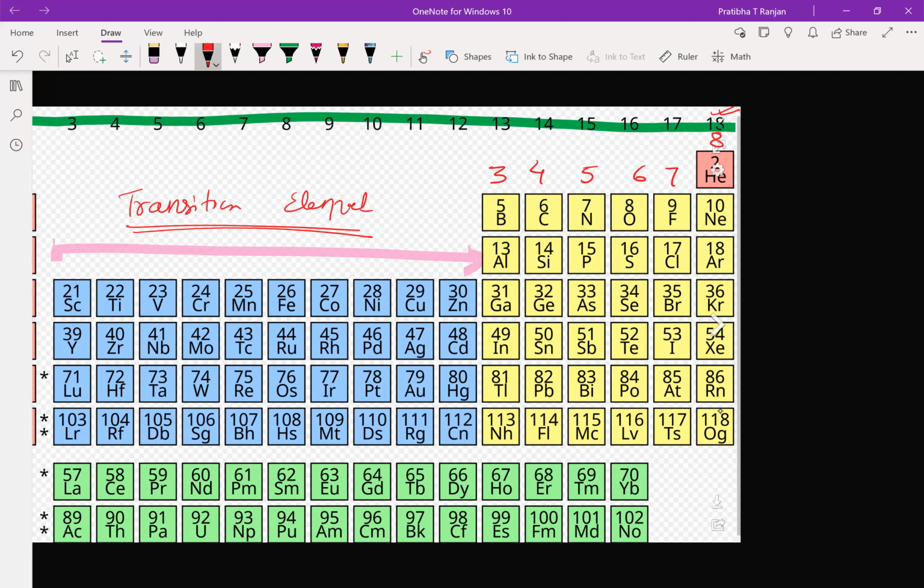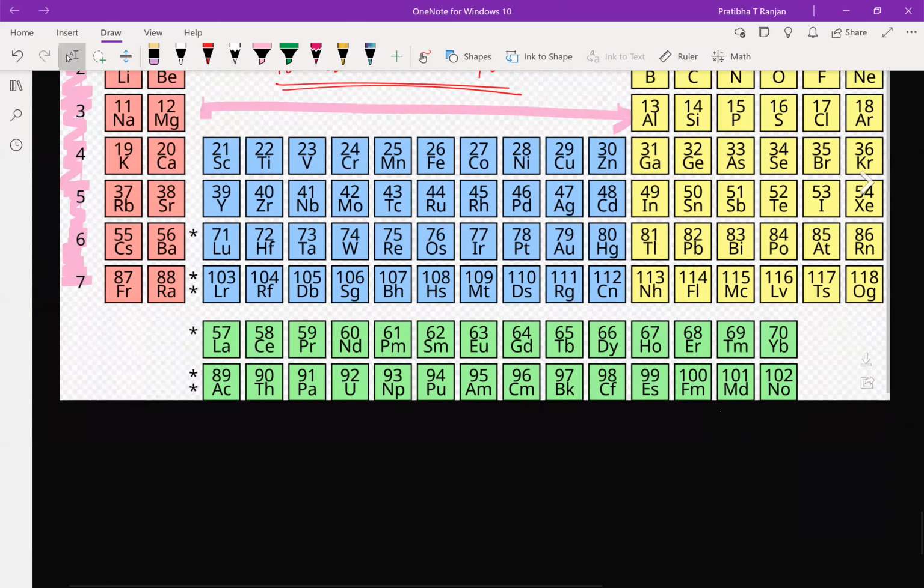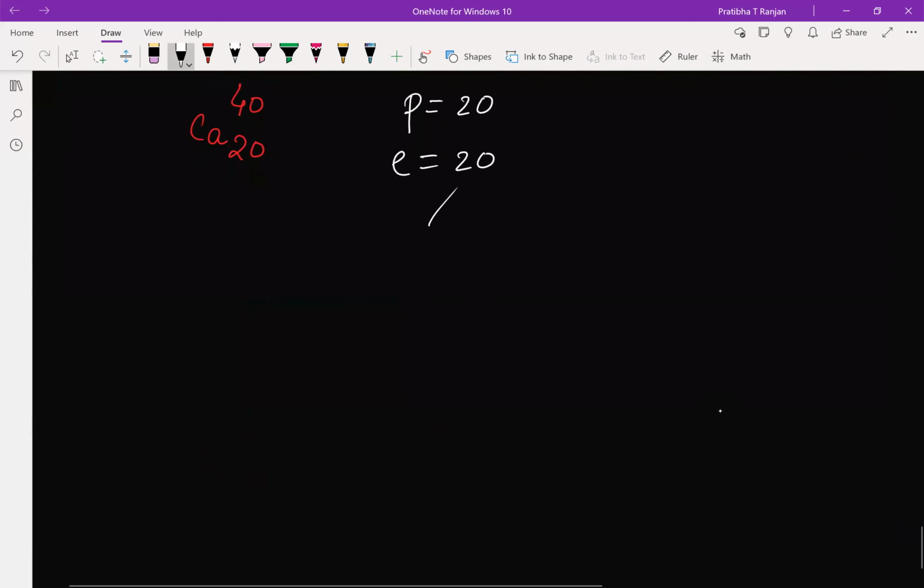Let's see with an example here. I took calcium. Calcium is 20 here and 40 here. Now, for converting into ions, we don't require the mass number. We just require the number of protons, or we can say the atomic number. So here the proton is 20, the electron is also 20. The configuration is 2, 8, 8, and 2. If you have a problem with how I'm writing this configuration, please visit my previous videos. There is the complete explanation for this.